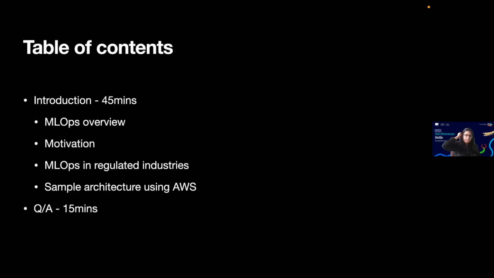Today we are going to have a 45 minute discussion about what MLOps is, what the motivation is, and what some of the important considerations are, especially in case a few folks are part of regulated industries like finance, healthcare, mining, where certain regulations have to be followed to put your models into production. Finally, I'm going to end with a sample architecture design using AWS, and then it'll be open for Q&A. But meanwhile, feel free to chime in if you have any questions.